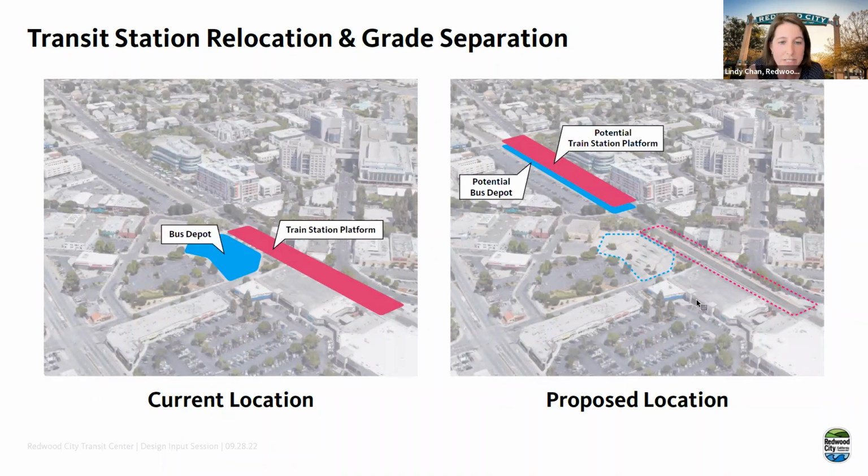So this slide compares the transit center on the left with the proposed transit center on the right. As a 4-track station with longer platforms, the transit center would need to shift to the north. This shift in location is reflected in pink for the platforms and blue for the bus depot. And as shown on the right, the proposed location for the transit center could potentially better integrate the bus and train operations with the bus depot along the perimeter of the elevated station platform. Next slide, please.